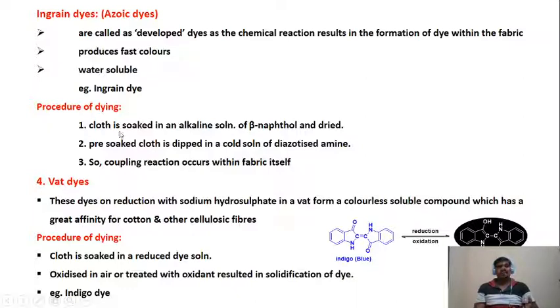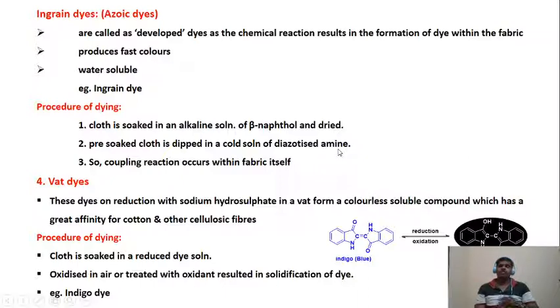The cloth is first soaked in the alkaline solution of beta-naphthol and then dried. Then this dried, soaked cloth is dipped in a cold solution of the diazotized amine. The reaction between the diazotized amine and the naphthol pre-soaked cloth occurs and produces the colors. If you directly put the cloth in the solution of the diazotized amine, it won't give color to the cloth.